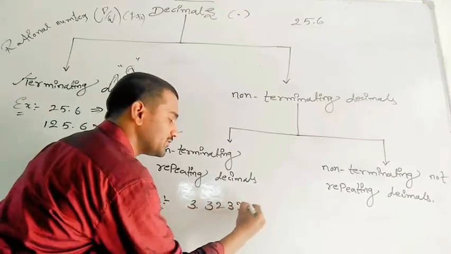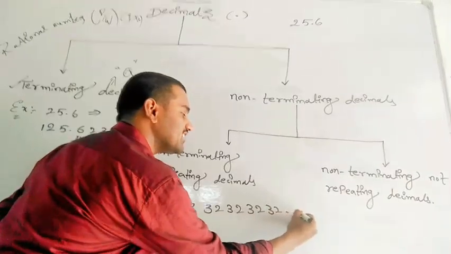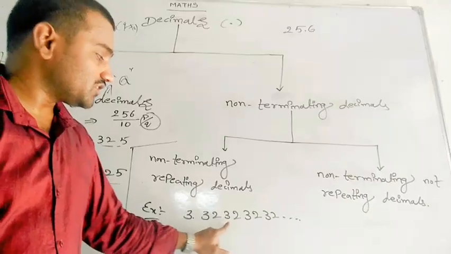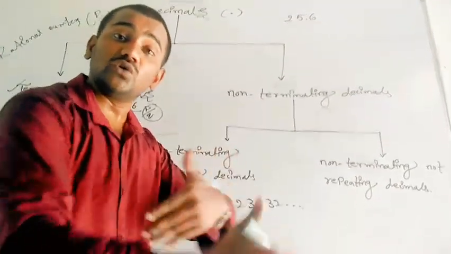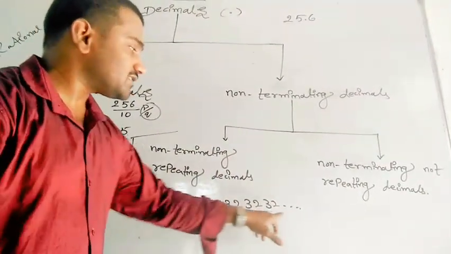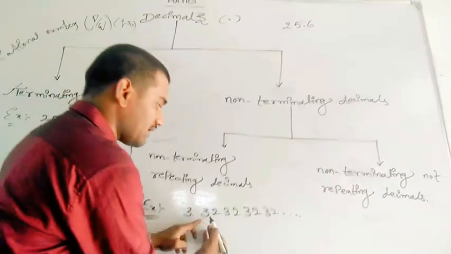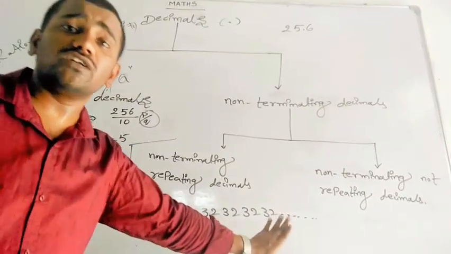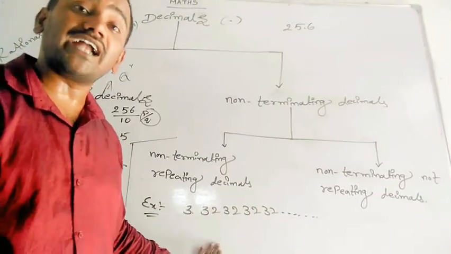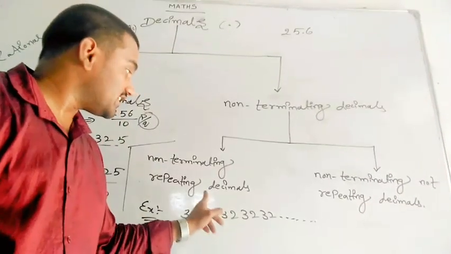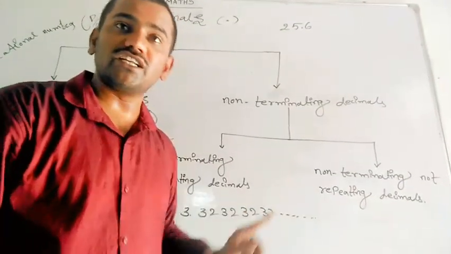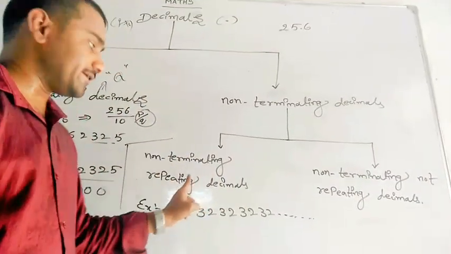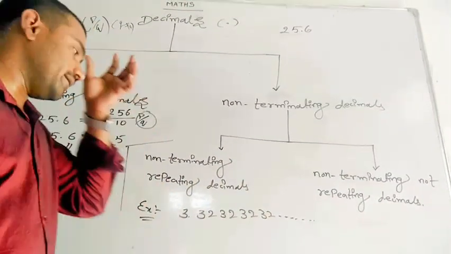3.3232 and so on. So what happened here? These 32 are repeating continuously. The number of decimal digits is uncountable. How many decimal digits are there here? Infinite decimal digits are there, so it is known as a non-terminating decimal number. But the decimal digits are repeating continuously, an infinite number of times, so this is known as a non-terminating repeating decimal number.